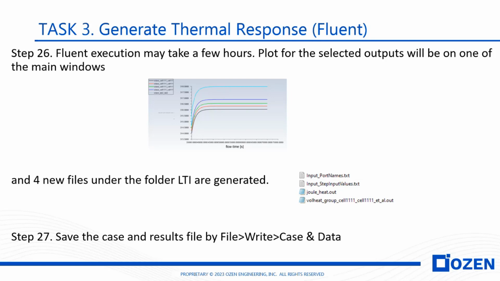But the important thing it's going to do is generate 4 new files and create a folder called LTI. And you should be seeing these four files, and these are going to be passed on to TwinBuilder, where it's going to have the joule heat out and the volume heat out files. And now we can save the case and results file, and then quit Fluent.